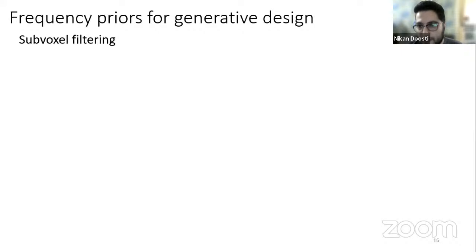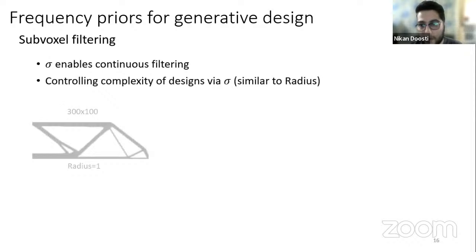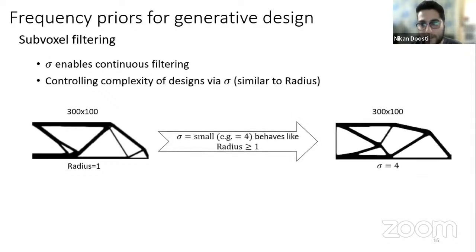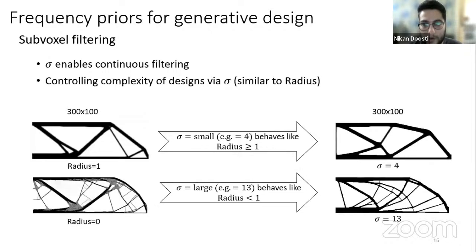Here we show that not only does sigma replace the explicit mesh-based filtering, it can also represent a continuous filter at sub-voxel level. For instance, we can use small values of sigma to obtain a smooth design similar to mesh-based filtering with radius larger than 1. We can even go below a voxel by using large sigma values to obtain intricate designs.